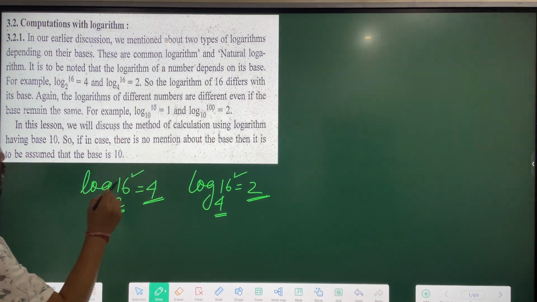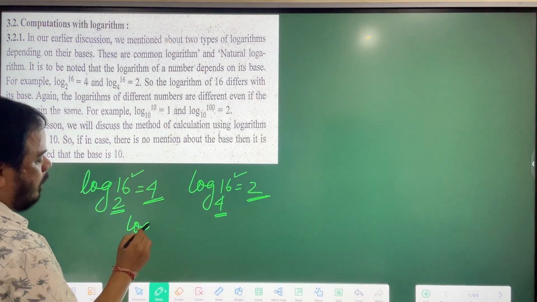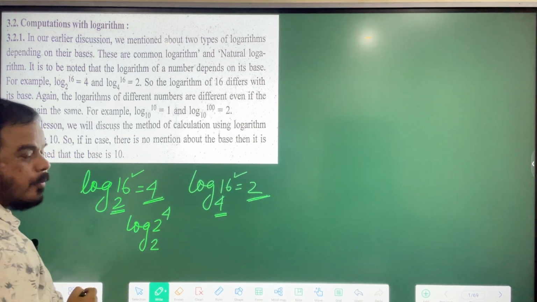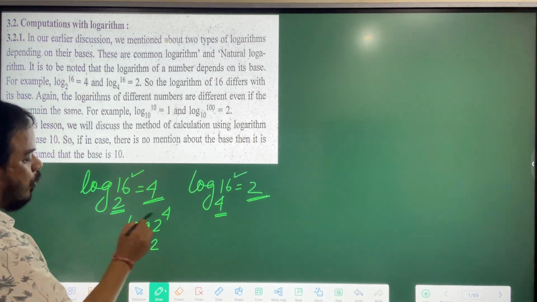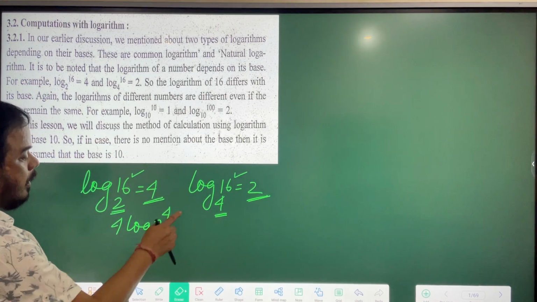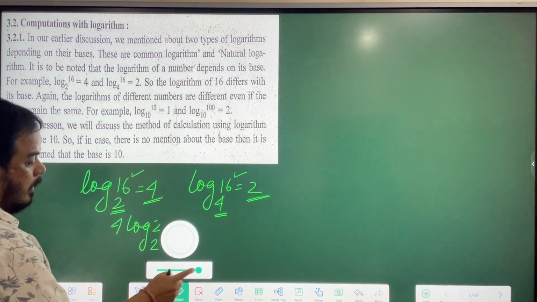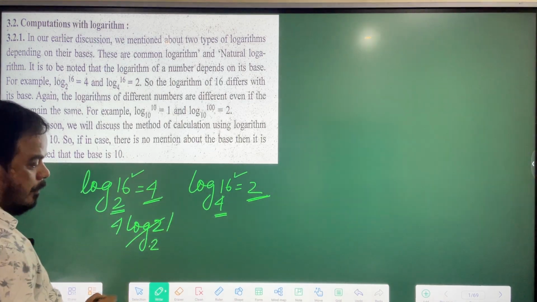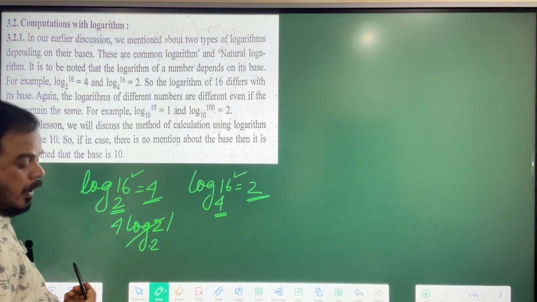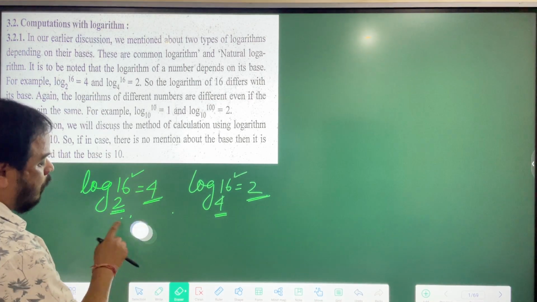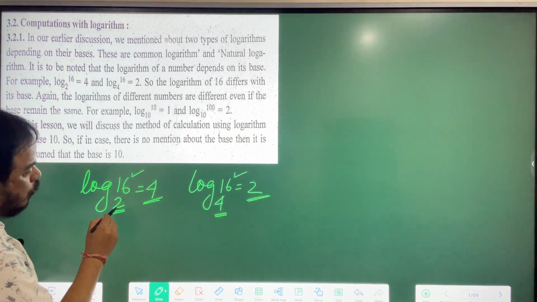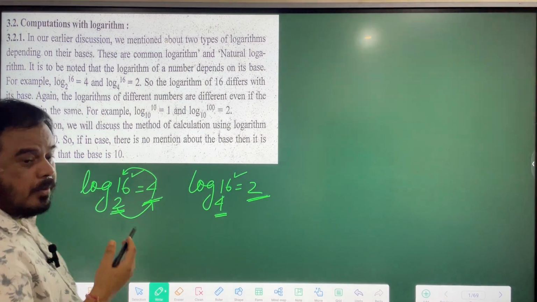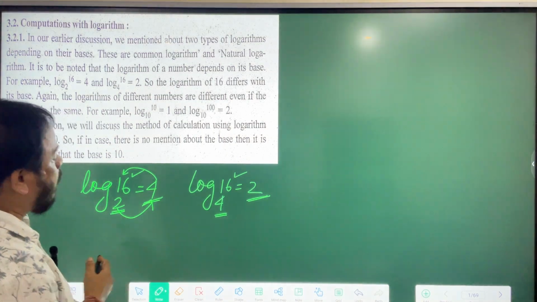So how do we get log 16 base 2 equal to 4? 16 we can write as 2 to the power 4. So 4 will come here. You know that log 2 base 2 is 1. So that means 4. Or you can think this way also. 2 to the power 4 is equal to 16. This we know already. We have got it in a previous video and previous part of this logarithm.